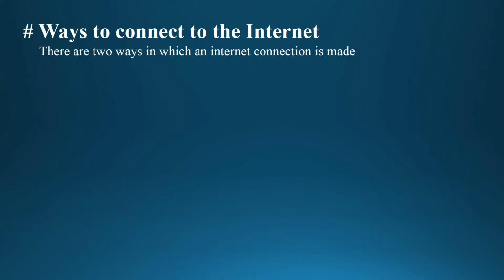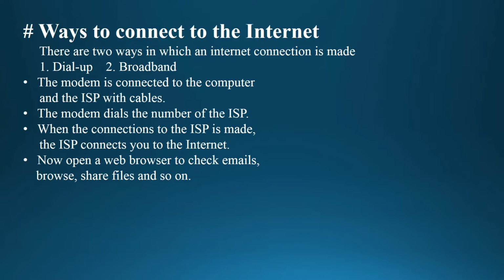Ways to connect to the internet. An ISP provides the internet connection that is fixed to a specific place, such as a home, office, or shop. There are two ways in which an internet connection is made: number 1, dial-up, and number 2, broadband. The following steps will show how the internet is connected to the computer.